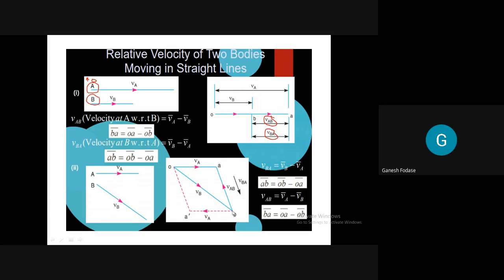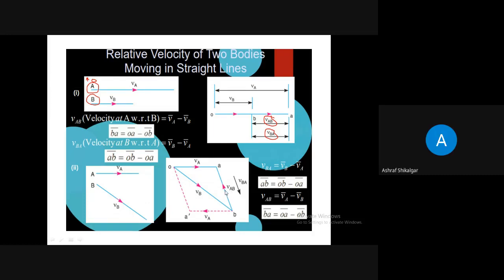If I join VB and VA, then this vector AB shown here represents the relative velocity vector. So this vector AB represents the relative velocity vector. Now it may be defined as A with respect to B or B with respect to A. If I say VAB, now what does VAB represent, tell me? This arrow and all.